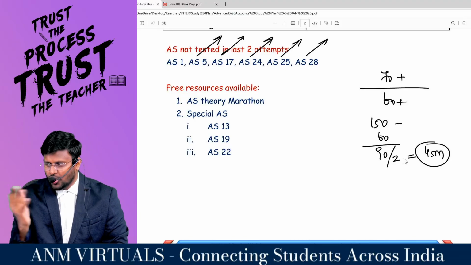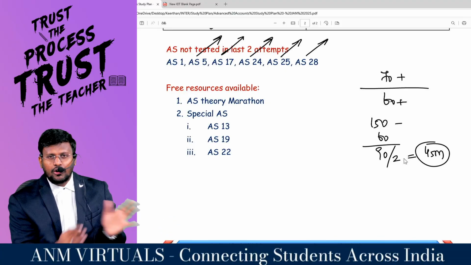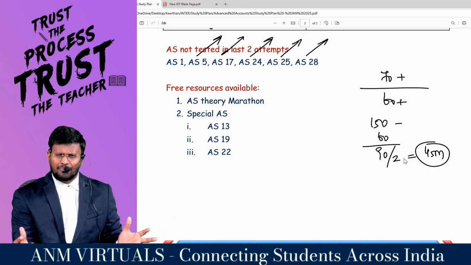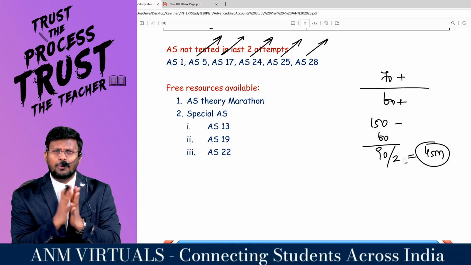Tax, computation of total income is already there. Computation of GST payable is already there. Already you would have prepared very well. Tax, that's it, game over. In this attempt, we are going to pass.